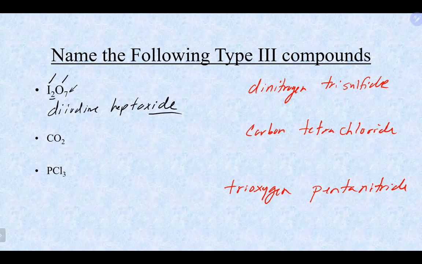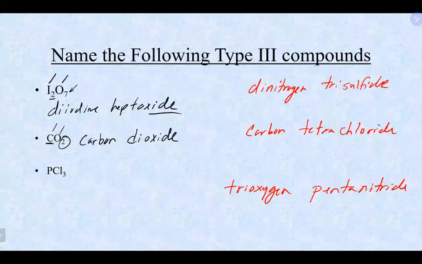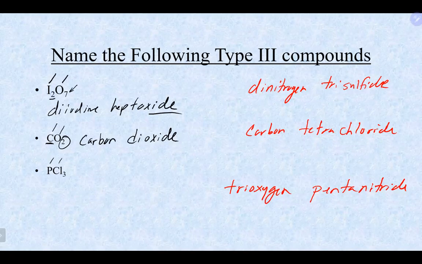Next one, which is CO2. Once again, nonmetal and nonmetal tells us it is type 3. Prefix for 1 is mono, but we do not use it on the first name, so we will just use the whole name, which would be carbon. Prefix for 2 is di, and again, our second guy will get the IDE at the end of it, so carbon dioxide here.